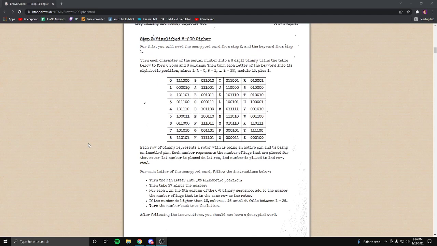Each row of binary represents one rotor, with ones being an active pin and zeros being an inactive pin. Each number represents the number of lugs that are placed for that rotor. First number is placed in first row, second number is placed in second row, etc. For each letter of the encrypted word, follow the instructions below. Turn the nth letter into its alphabetical position. Then take 27 minus the number.